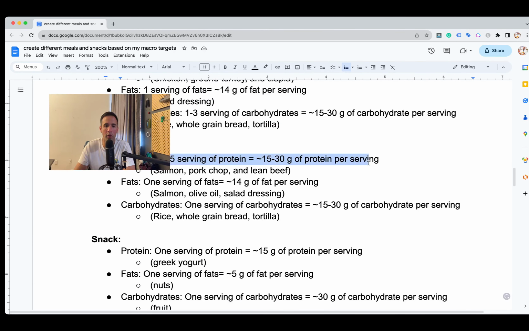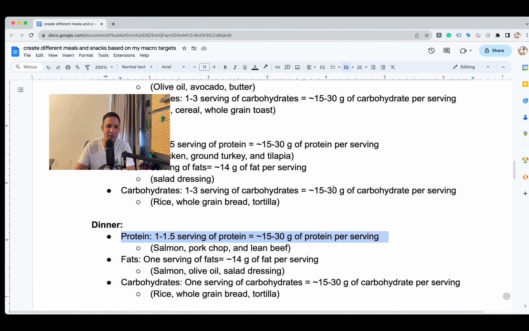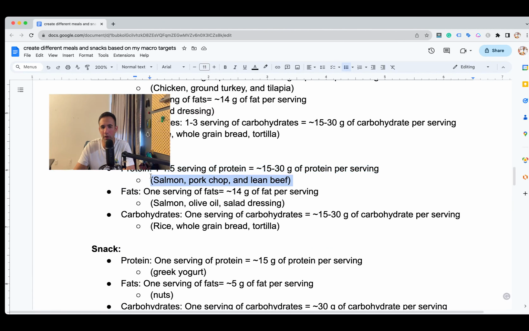And then, of course, let's move on to dinner. Dinner and lunch are going to be pretty similar. I try to give us a few different protein options here. So we do 1 to 1.5 servings of salmon, pork chops, lean beef, 15 grams of protein. I know that I gave it this range. I just wanted to give it some flexibility.